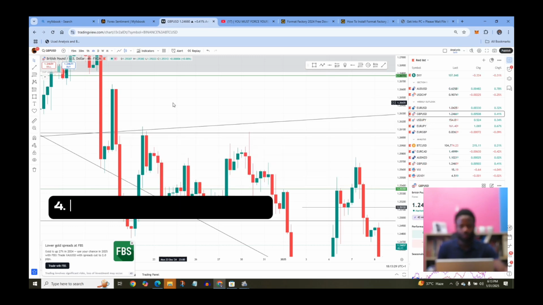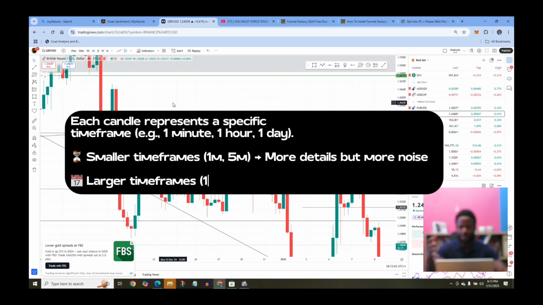Moving on is the time frame. You know, at the beginning of this, I told you to pay attention to what I was saying about time, right? Time frames and candlestick chart. Each candle represents a specific time frame. It could be 1 minute, 1 hour, 1 day. I've mentioned that in our course earlier.